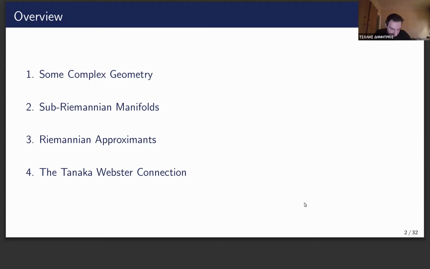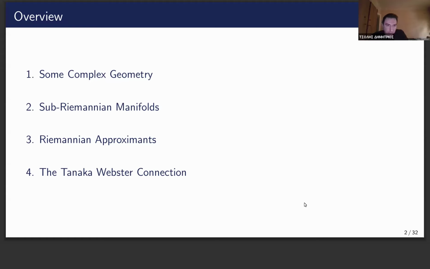First of all, we will begin with some basic complex geometry, because this is very useful for our study. We will mostly define pseudo-Hermitian structures, and we will study them in the context of Sub-Riemannian manifolds. And then we will define Sub-Riemannian manifolds and give some examples. For example, we have the Heisenberg group, which is a non-trivial example, which is the simplest. And then we'll define the affine group, which is a group we're studying.